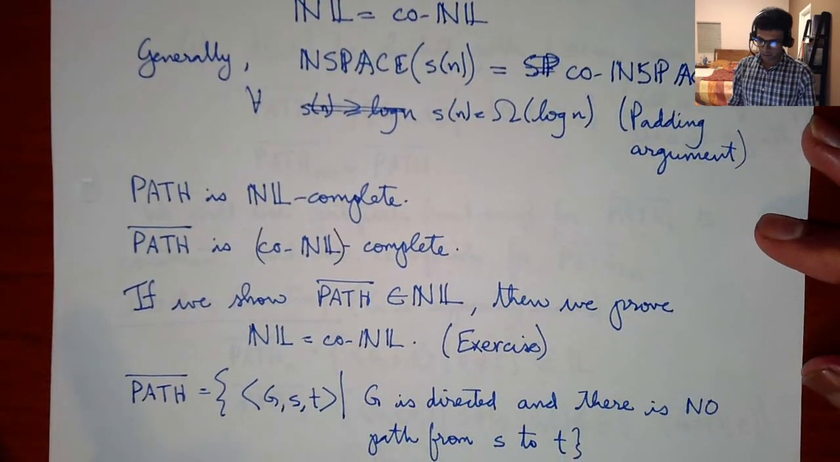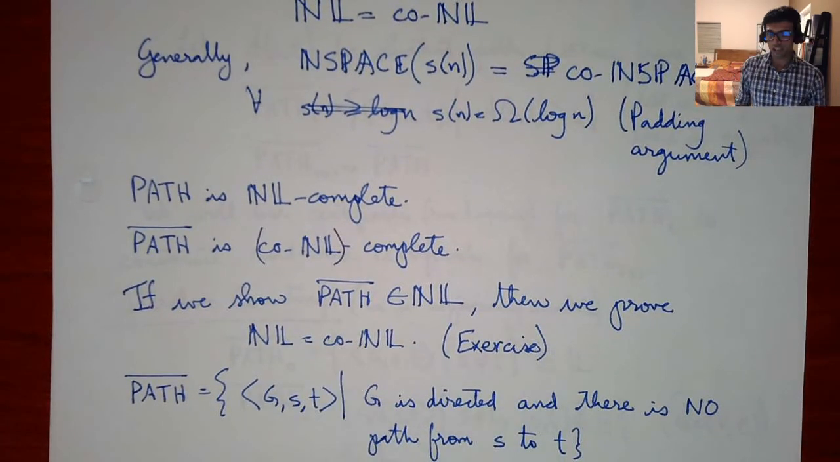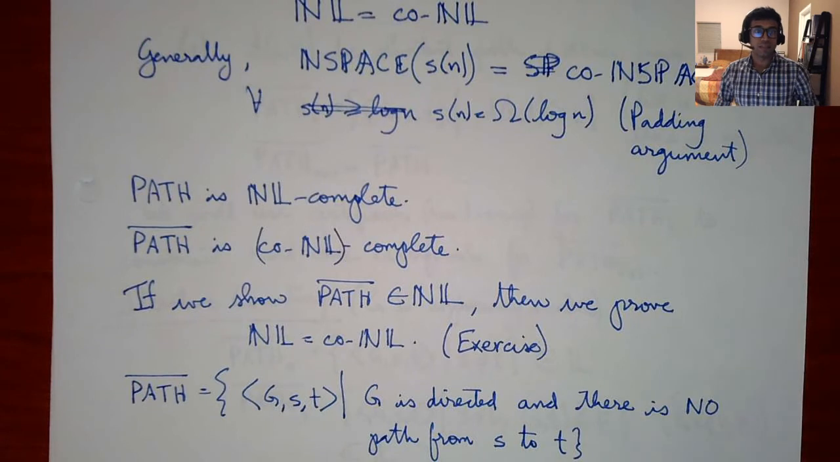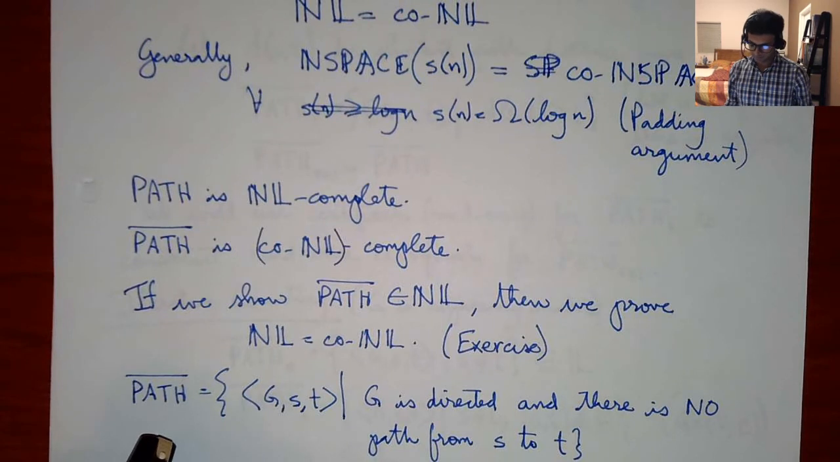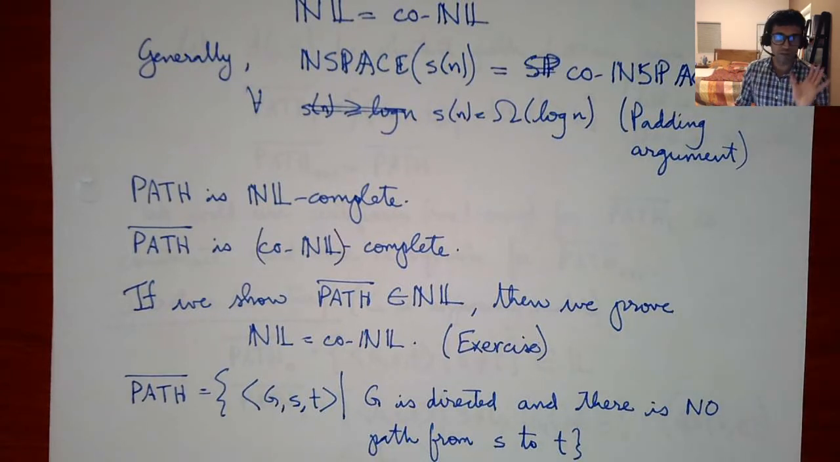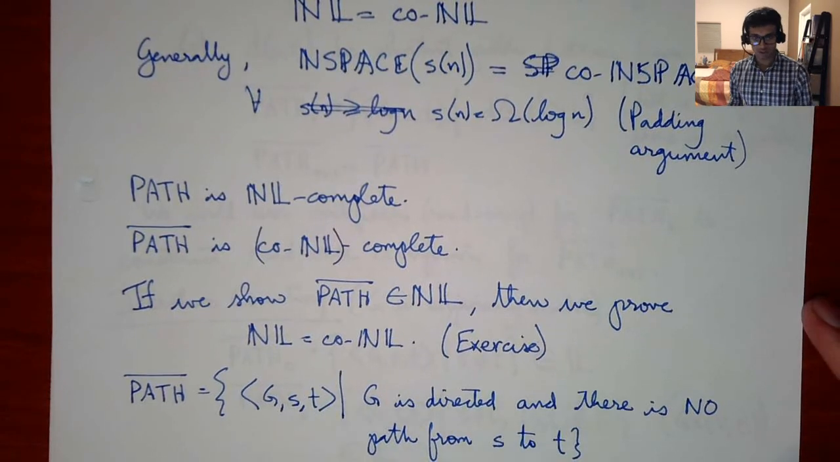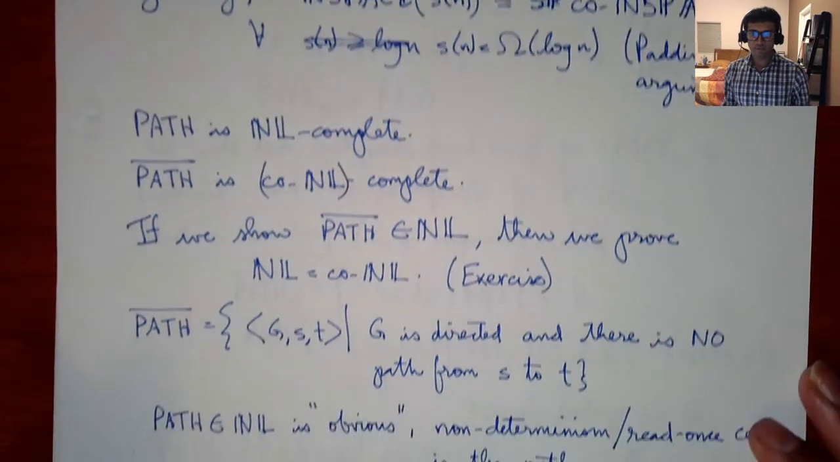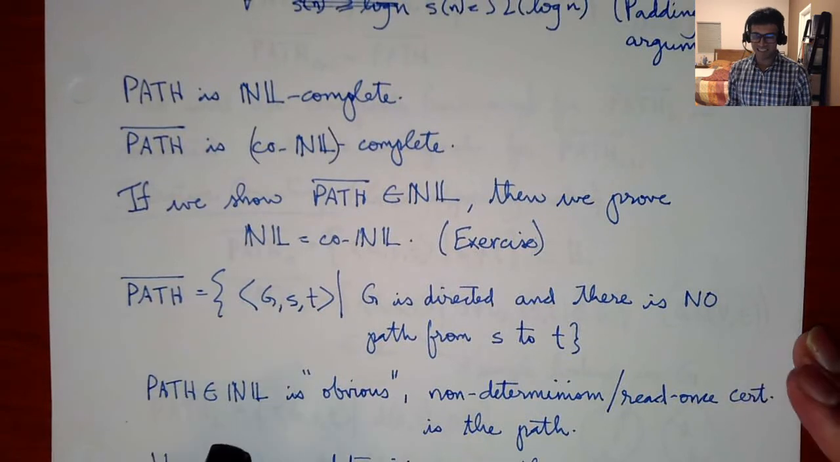So if we can show that path complement is in NL, then we'll actually prove that NL is equal to co-NL. I left that as an exercise. So what is path complement? It's the language of triples G, S, T, where G is a directed graph, and S and T are not connected, that is, there is no path from S to T. Okay, that's the language. So now you can forget about everything else. Now the fact that path is in NL is kind of obvious.